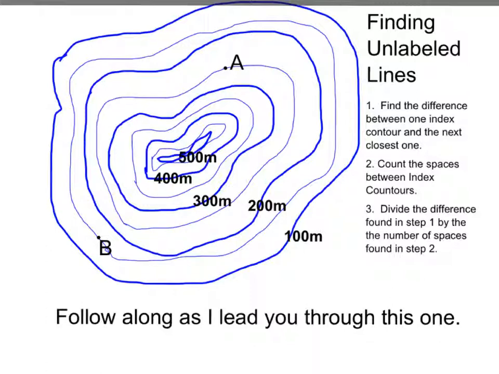Finally, divide the difference found in step 1 by the number of spaces found in step 2. So, for example, we found out that the difference between 200 and 100 is 100. The number of spaces between the 2 index contours was 2. So we would simply take 100 and divide by 2, which is 50. That means each time you go up on the map, it goes up by 50, or if you go back the other way, down by 50.